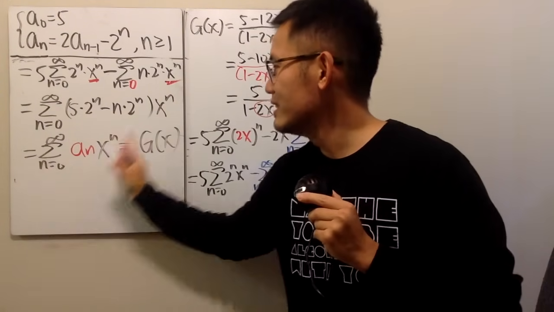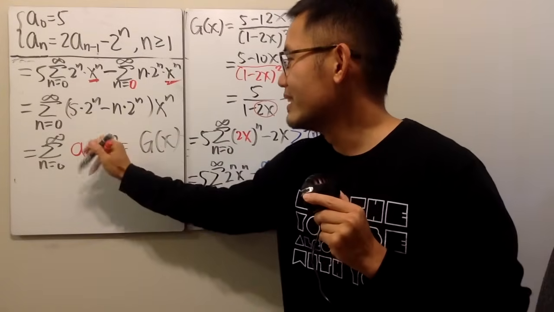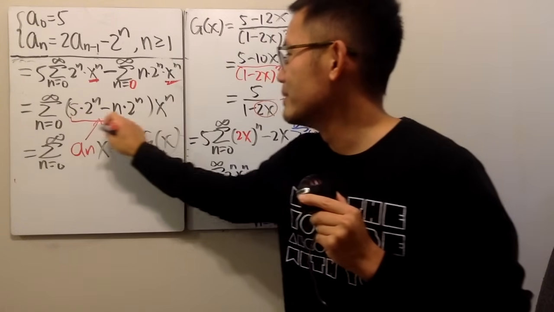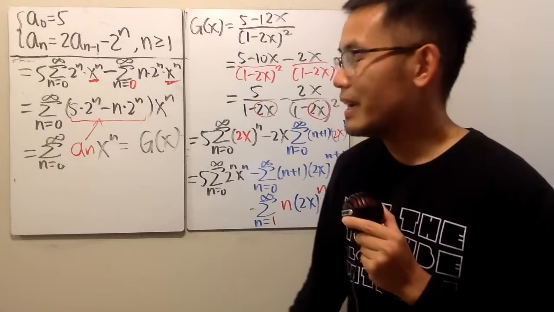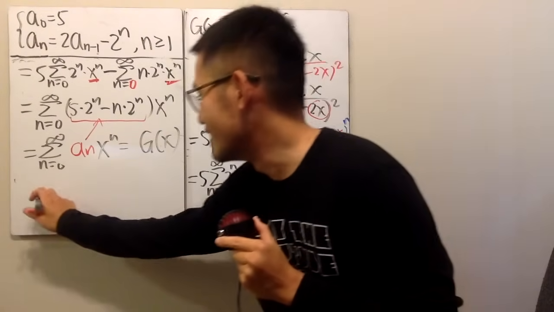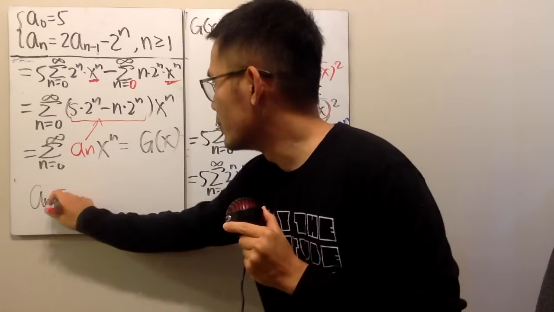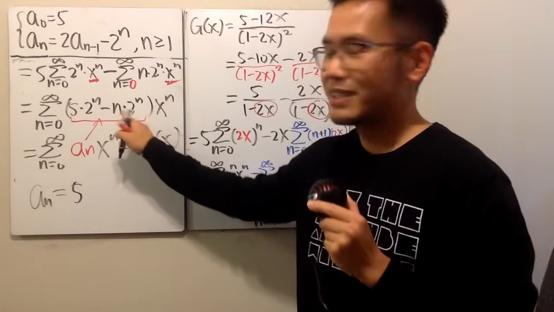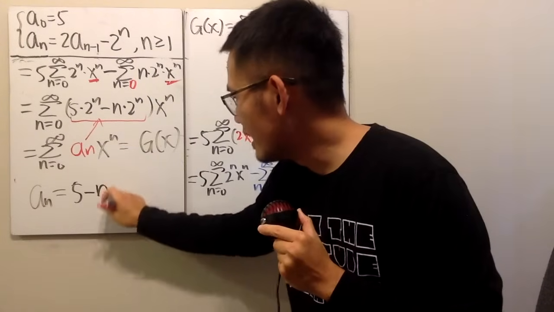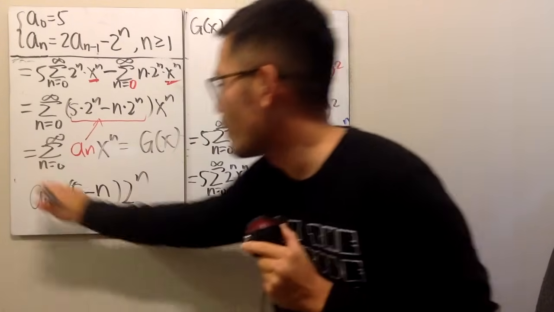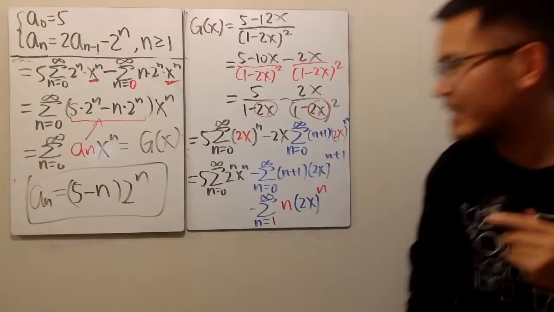This matches, so of course the coefficients must match because we have an infinite series. As you can see, oh my goodness, this is so much fun. a n is equal to 5, well, of course, let's factor out 2 to the n because we want it to be the same for the other ones as well. 5 minus n times 2 to the nth power. Oh my god, that's it, man.